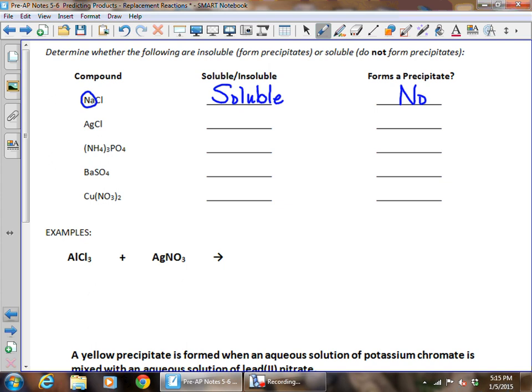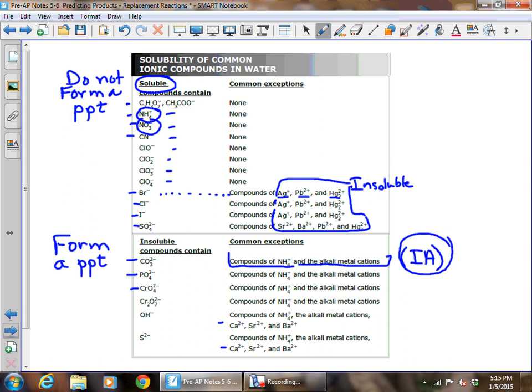Now look at the next one, AgCl. Again, you want to look for your common ions that are always soluble. Does this have ammonium, NH4, or NO3, or CN, or any of the chlorine polyatomic ions? Now, it's got chlorine in it, but it's not a polyatomic ion, so that doesn't count. Silver is not a 1A metal, so we're going to need to check the solubility chart. So let's go back to the solubility chart. Somewhere on this chart, we should be able to find either Ag or Cl.